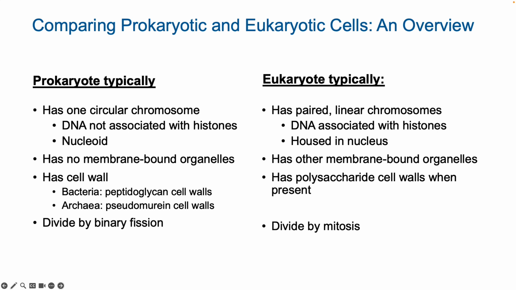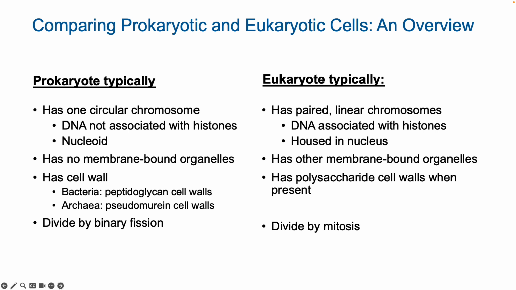Again, for the most part, bacteria have a cell wall made out of peptidoglycan. Archaea have a cell wall made out of pseudomurein. An exception for the bacteria would be the bacterial genus Mycoplasma, which has no cell wall, but that's very rare. And prokaryotes, again, typically reproduce by binary fission.